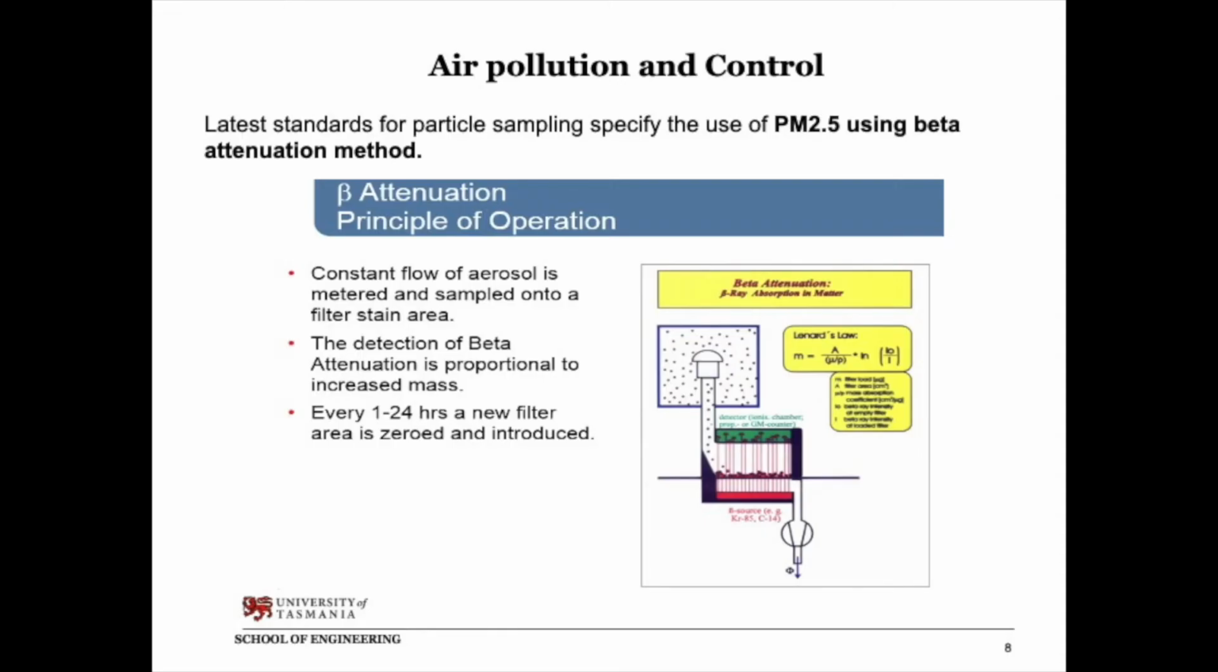So the latest standard uses what's known as a beta attenuation method. And the instruments that you'll be using to do a survey are of that type. They don't have filters in them. What happens is that there's an electrostatic precipitator, and that attracts the oppositely charged particles, and there's a mechanism there for determining how many of the particles, or how much material, is lodged on those precipitators. So that's the instrument you'll be using.